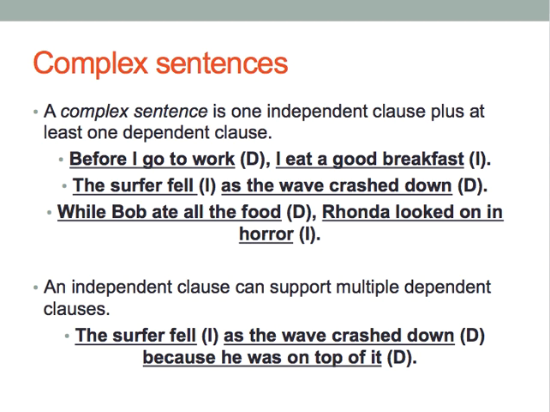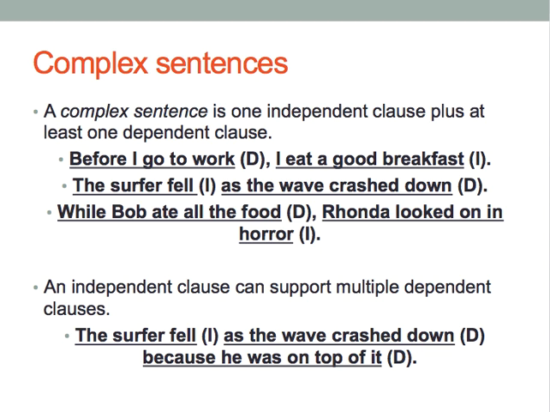All of those are examples of complex sentences. A complex sentence is one independent clause plus at least one dependent clause. So the example sentences again, before I go to work, I eat a good breakfast, and on and on. Each has one independent clause and at least one dependent clause.